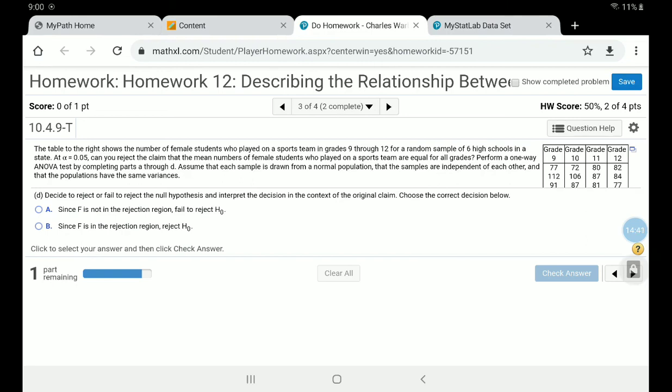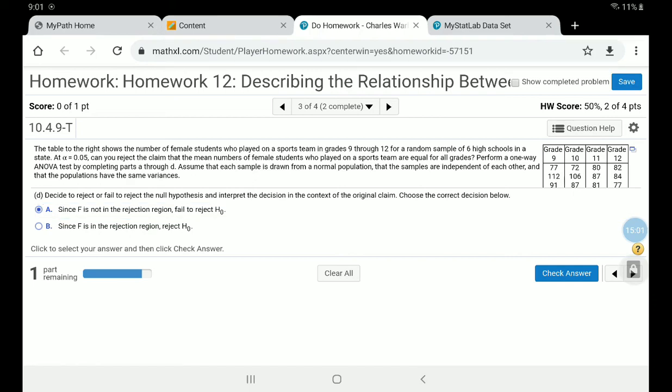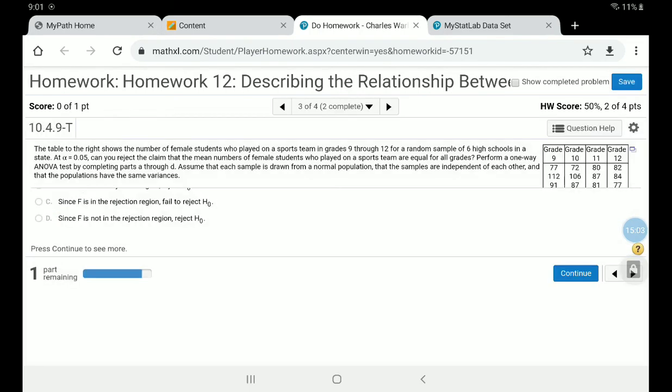What did we do? We failed to reject the null hypothesis. Remember, the null hypothesis is that all of those grades had an equal amount of people that played sports. We did not reject that. There's not enough evidence to say that there's any difference between 9th, 10th, 11th, and 12th grade female students that play sports. So we failed to reject. Okay, let's continue.